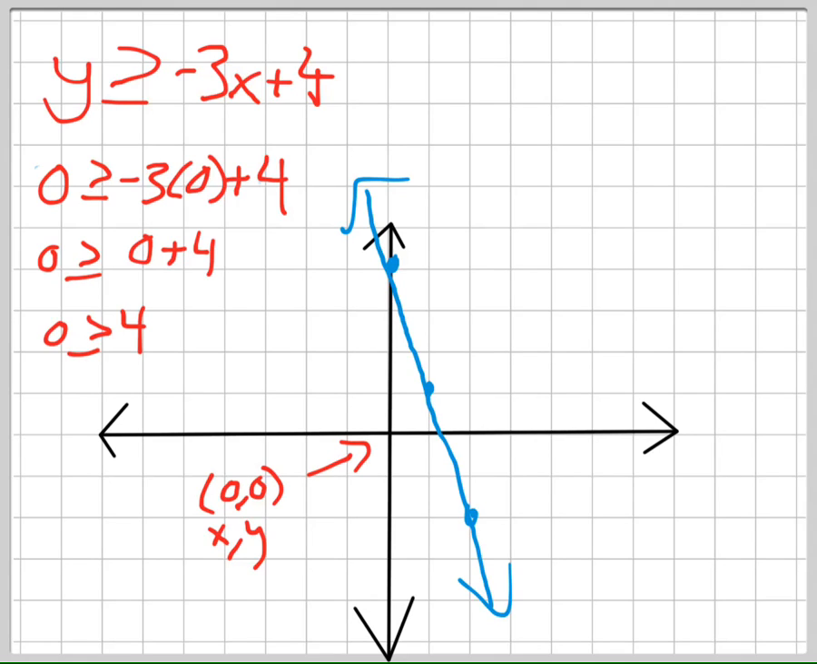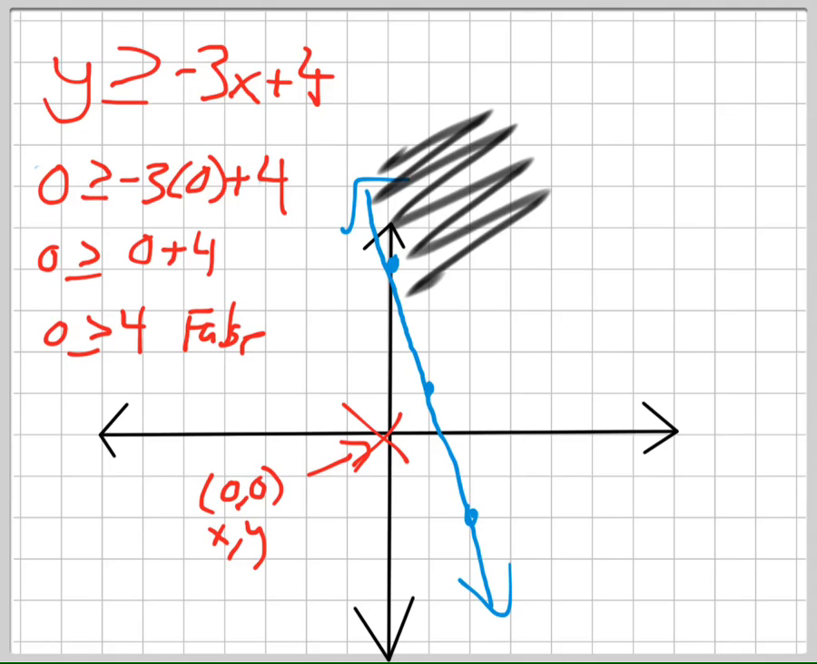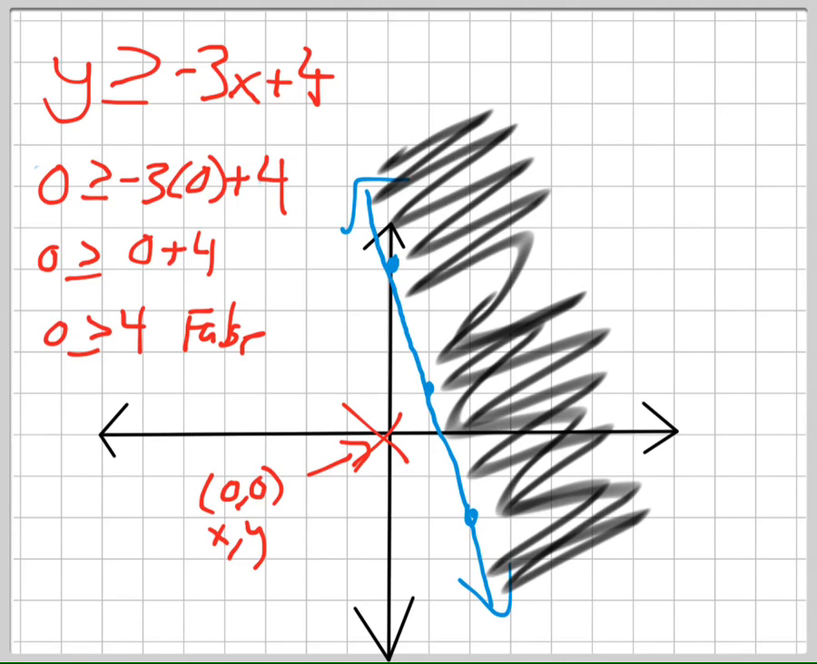Is that true or false? False. That is false. So 0, 0 is not a solution to this inequality. So that means, because this is our boundary line, 0, 0 is not a solution. All the solutions are actually on this side of the boundary line.